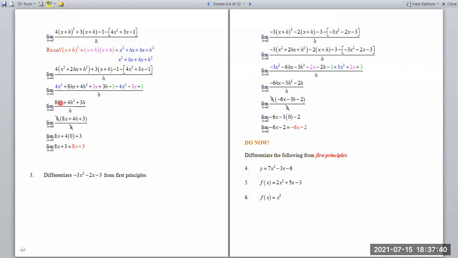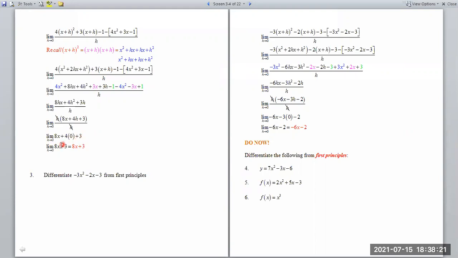You'll be able to factor out the h. So when I factor out the h, I'm going to have 8x that is left, 4h that is left, and 3 that is left. And then this h will be cancelled with this h. When those h's cancel out, I'm going to have 8x plus 4h plus 3. And now it is that I'm going to apply the limit. The limit says, as h tends to 0, so I'm going to substitute 0 into the function where I see h. And I'm now left with 8x plus 3.